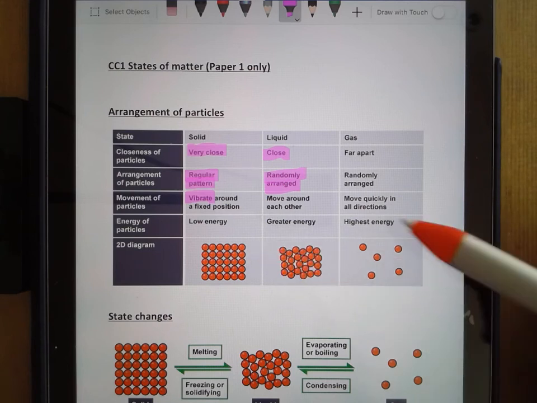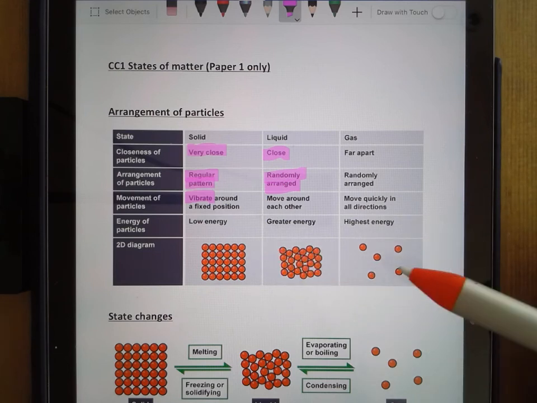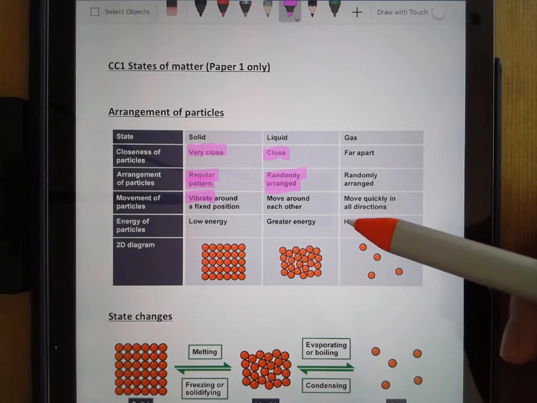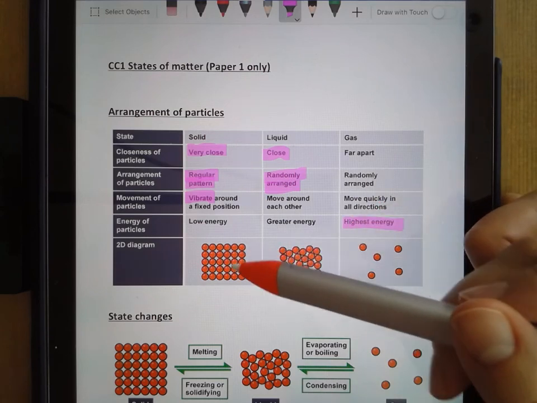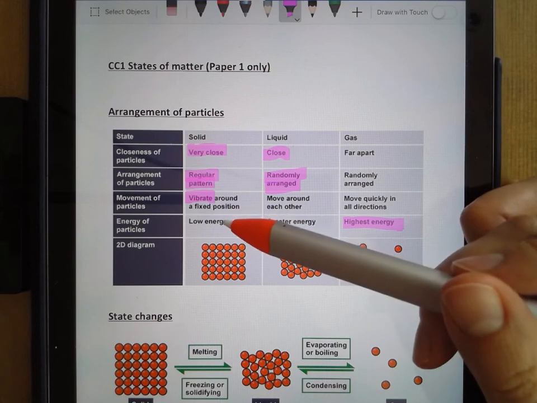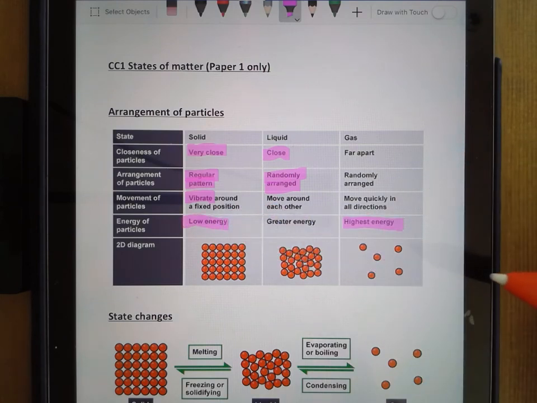Because in the gas, the particles are moving around quickly, the gas particles have the highest energy. And then on the flip side, you've got particles in a solid which can only vibrate. They are the lowest in energy.